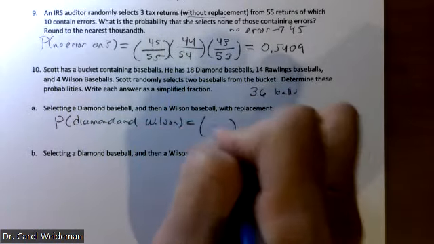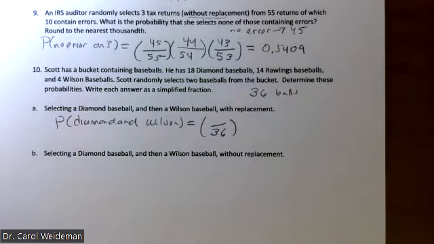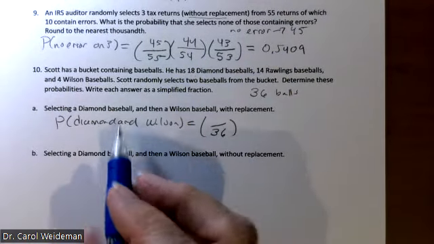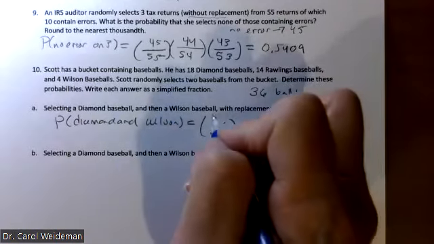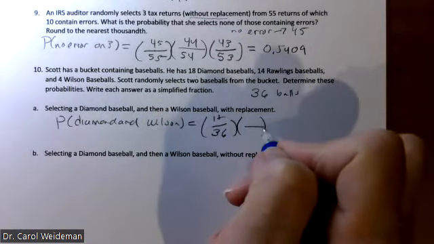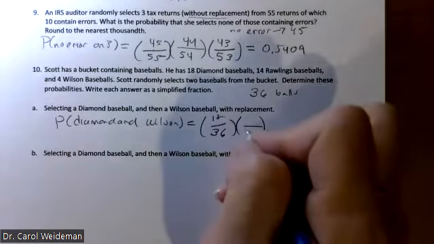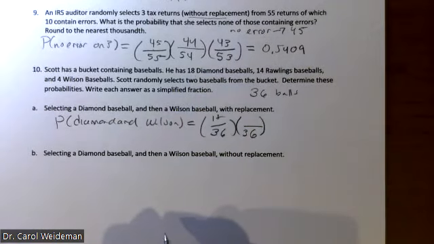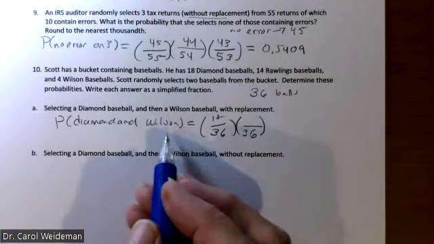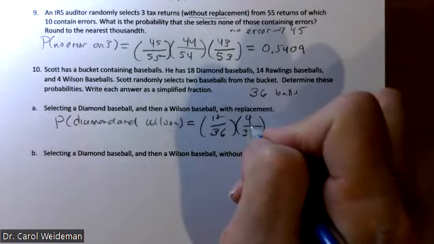And we're doing this with replacement. So first time we go in, we have 36 balls to pick from. How many are diamonds? 18. And then the second time we go in, we're going to put the first one back in. So we still have 36. And we have Wilson on the second draw, so there's 4 there.